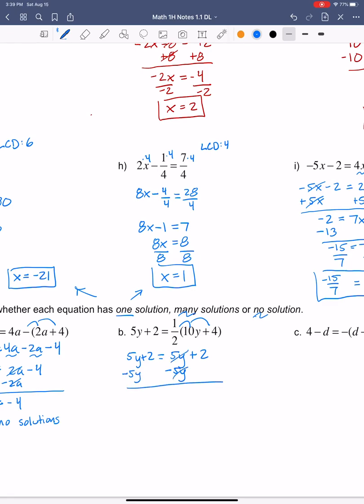So these y's cancel out. And then we're noticing over here that these y's also cancel out. And so we end up with 2 equals 2. And now we have to ask ourselves, okay, there's no variables. So is this a true statement or a false statement? Well, this is a true statement. 2 does equal 2. So that means we have infinitely many solutions.